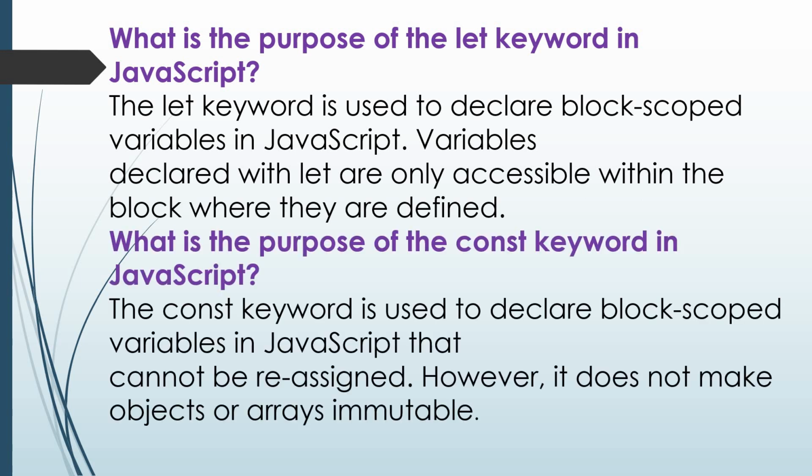What is the purpose of the const keyword in JavaScript? The const keyword is used to declare block-scoped variables in JavaScript that cannot be reassigned. However, it does not make objects or arrays immutable. The words and terminologies are pretty much similar to Java, but JavaScript has its own syntax and its own definitions of the terms, which we should know about.